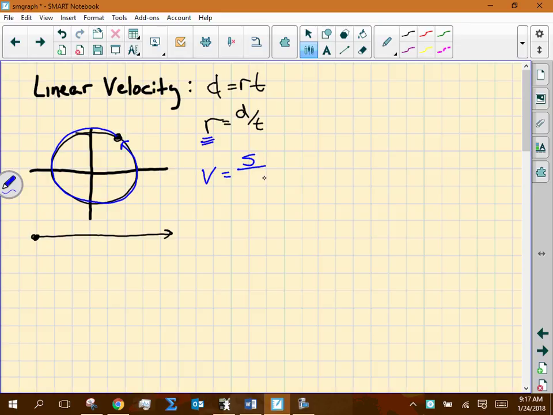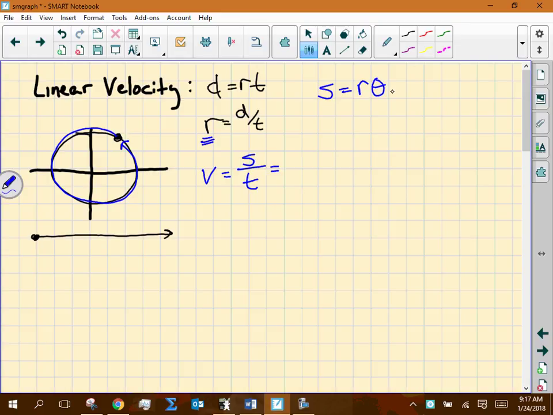And I'll talk about maybe a different way to write that here in a minute. And then our time is going to be a consistent T. It's going to be a time. Okay? But we also know from what we talked about 2 days ago, I believe, that arc length, S, is equal to r theta, right?